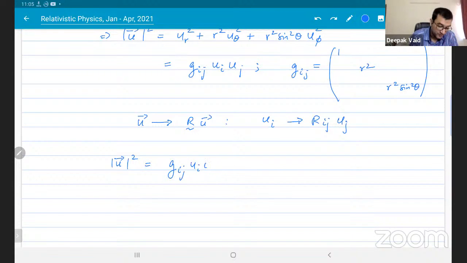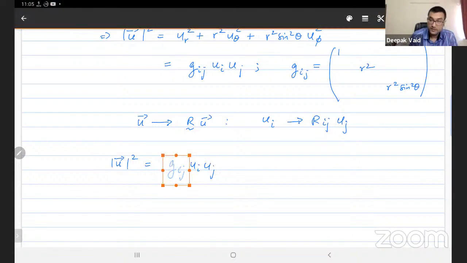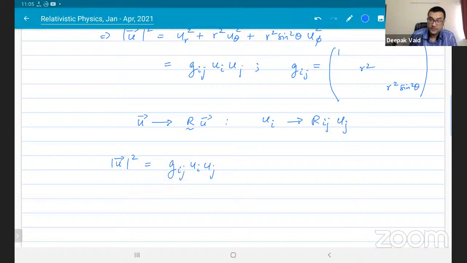Okay, because remember, this matrix depends on your coordinates. If you're using Cartesian coordinates, this will be the canonical delta. But in some other coordinates, it can have a different expression. So how does this expression change under the rotation? These quantities change, right? u_i goes to this expression.